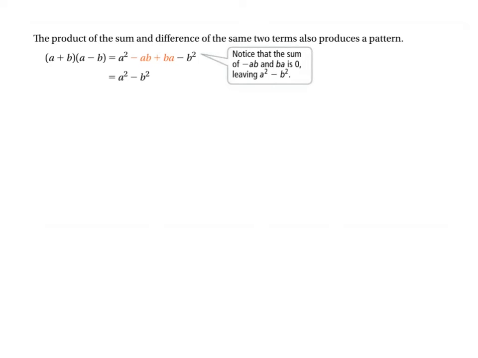Let's do our first, outer, inner, last for this. Okay? If we do first, a times a is a squared. And we do last.